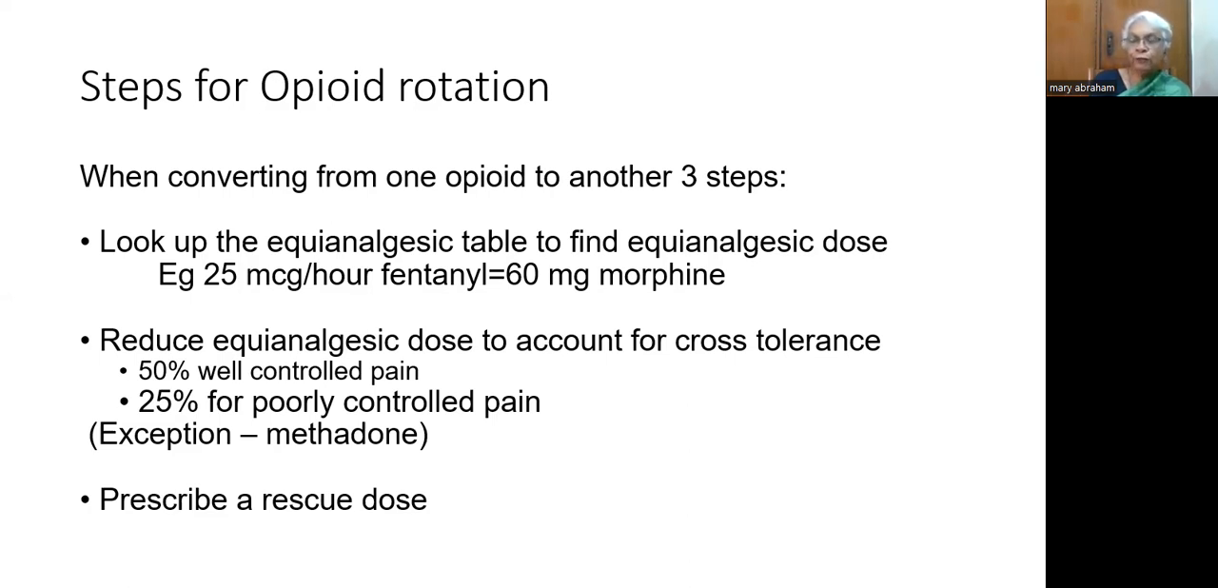But there's another thing you need to know: once you calculate the equianalgesic dose, because there is some amount of cross tolerance, you need to reduce that dose when you're giving the new drug like fentanyl. For example, if the pain was well controlled, then you have to reduce it by 50%. Or if the pain was poorly controlled, then you have to reduce it by only 25%. And do not forget to prescribe a rescue dose as well. So these are the steps for opioid rotation. Next, please.